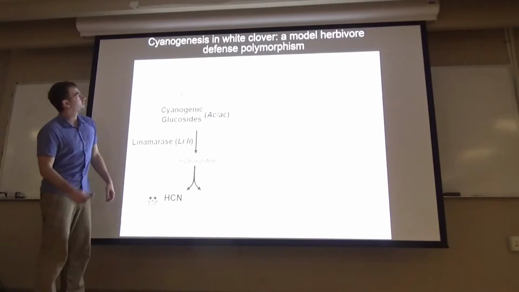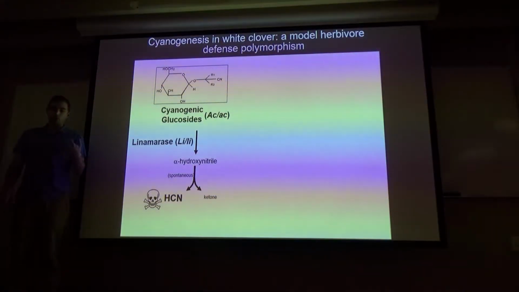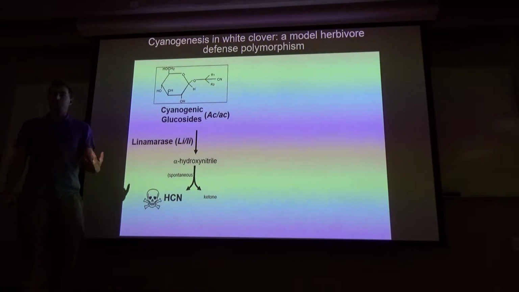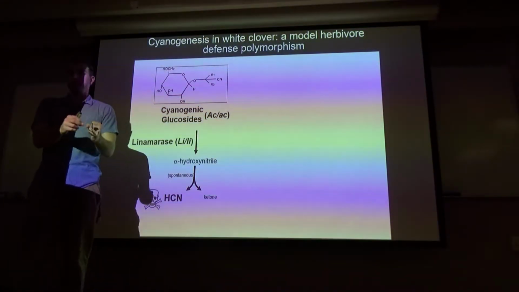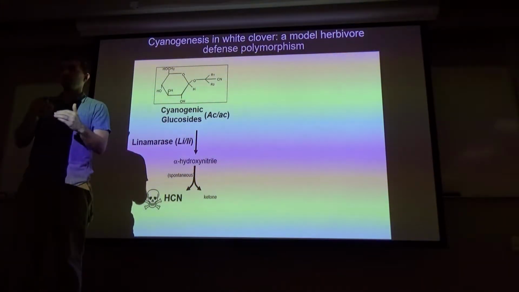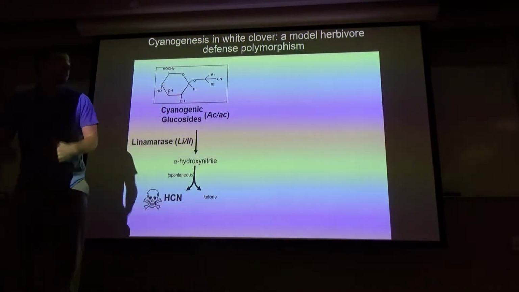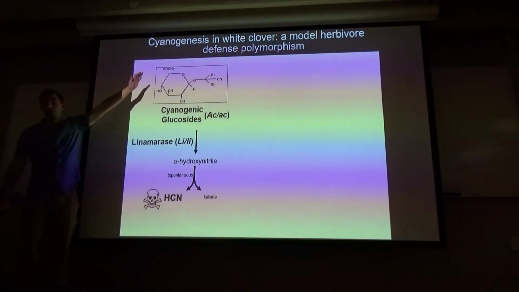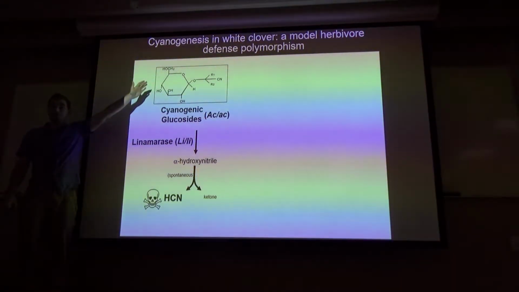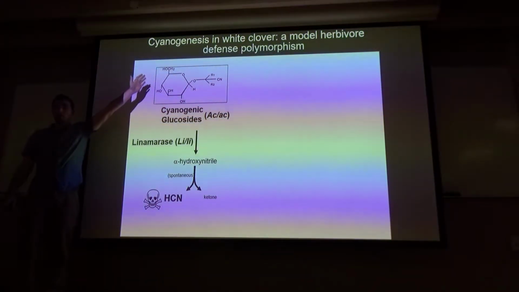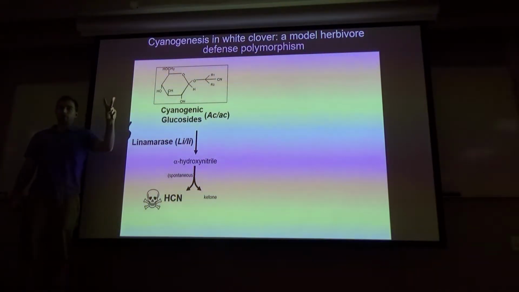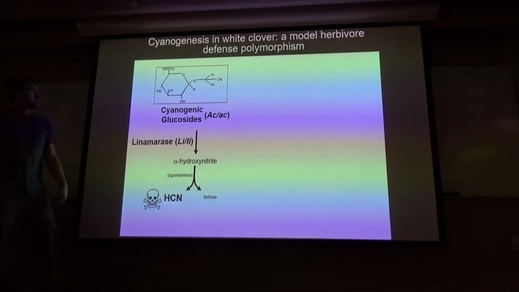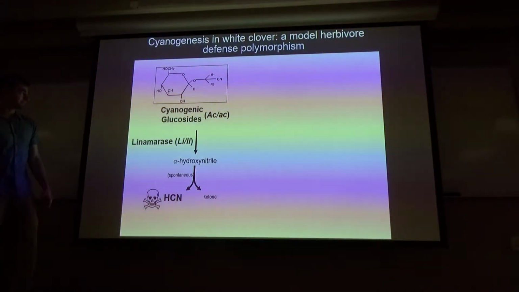We study this in white clover because instead of having quantitative variation in cyanogenesis, that is, all plants within that species produce cyanide, they just produce it in different levels, white clover has this as a defensive polymorphism. That's a Mendelian polymorphism, such as we've been talking about. So out of 3,000 plant species, we know of 2 that have cyanogenesis as this Mendelian polymorphism.